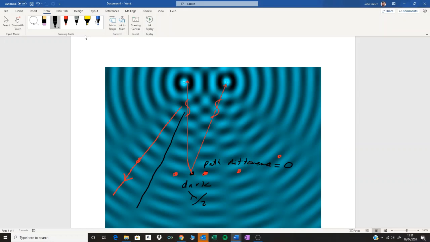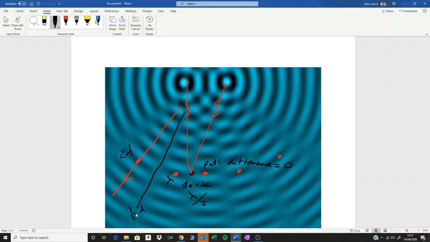So let's now write in what the path differences must be. Here we're back in phase, but clearly they've not travelled the same distance. So here we say the path difference is a wavelength, leading to constructive interference. Here where it's dark again, the path difference is 3 over 2 wavelengths, 1.5 wavelengths. Here where it's bright again, it's 2 wavelengths.